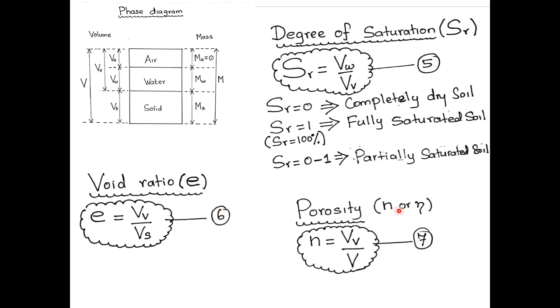Porosity N or eta. Porosity N is equal to volume of voids over total volume. Equation number 7.